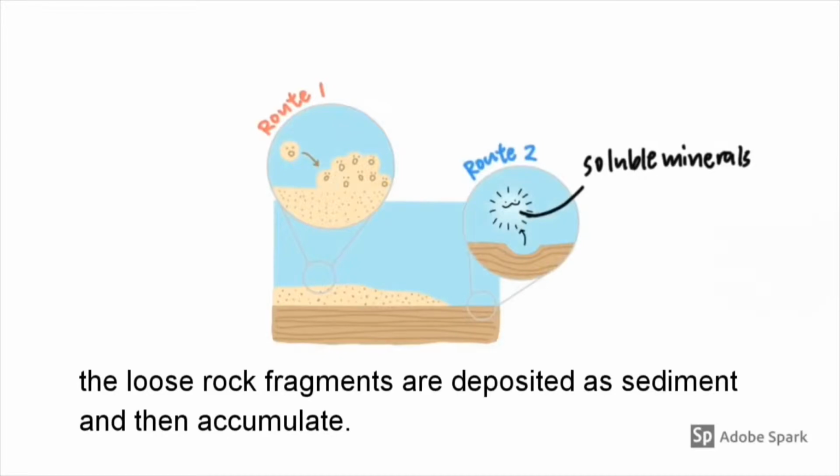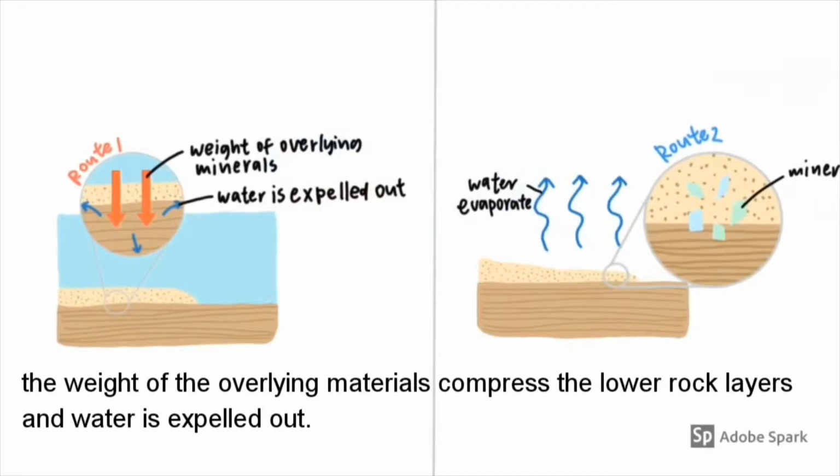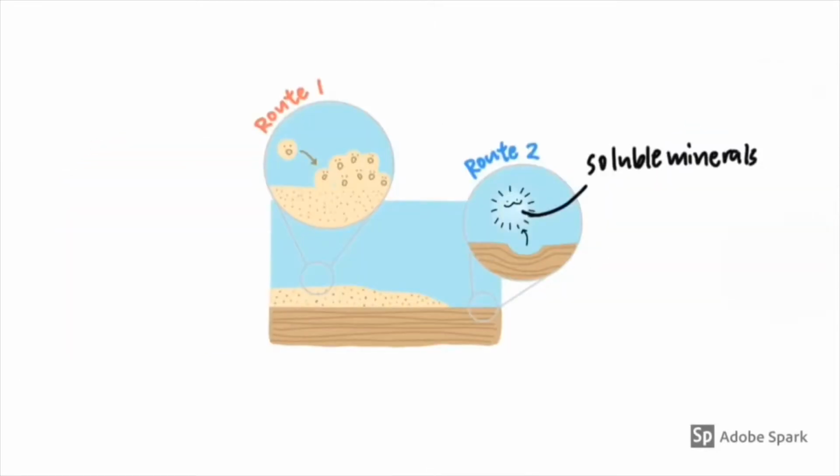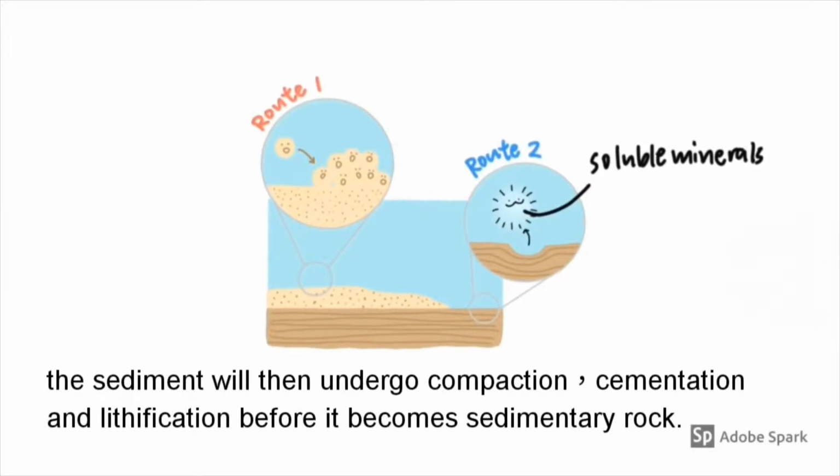The loose rock fragments are deposited as sediment and then accumulate. The weight of the overlying materials compresses the lower rock layers, and water is expelled out. The sediment will then undergo compaction, cementation, and liquefaction before it becomes sedimentary rock.